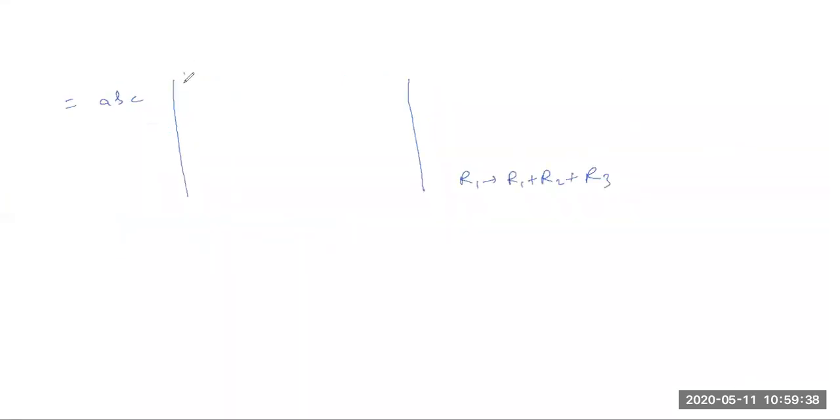So look, it will be 1 upon A plus 1 upon B plus 1 upon C, and also here it will come 1 upon A plus 1 upon B plus 1 upon C plus 1. Okay, remaining things will be as it is. So what were we getting here?